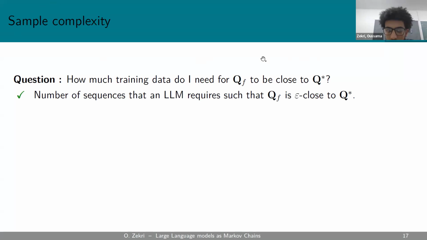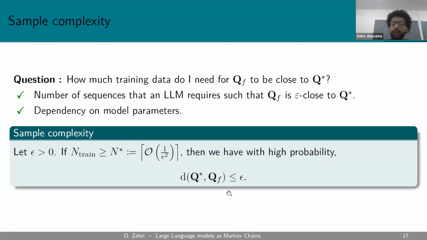What we call sample complexity is exactly the number of sequences that you need to be epsilon close in terms of distance, and this number depends on the model parameters. This number n star is what we call sample complexity. If you have more training data than this number, you are sure to be epsilon close to some test data, or some reference, unseen data.